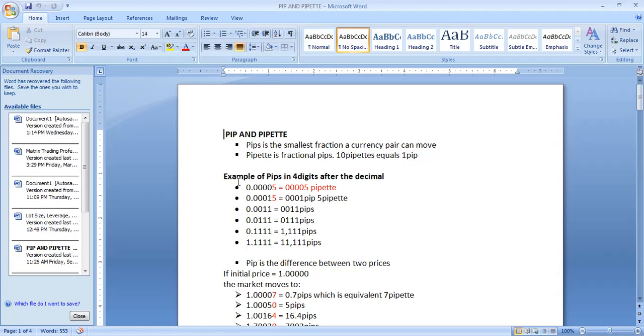Okay, so we have examples of pip. You can see this number. That's why I said Pipette is 5 numbers after the decimal.